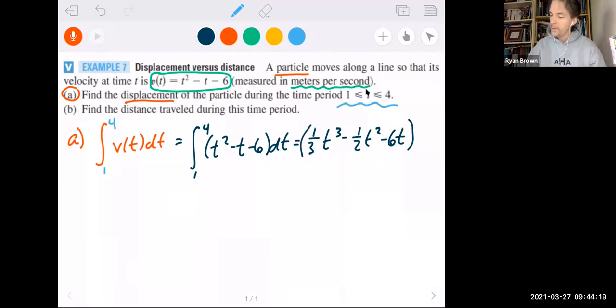And we're going to evaluate this. I'll use my little evaluation symbol here from 1 to 4. Now remember which one we plug in first. We're going to plug in the top one first, then we'll plug in the bottom one, and we'll subtract our two answers.